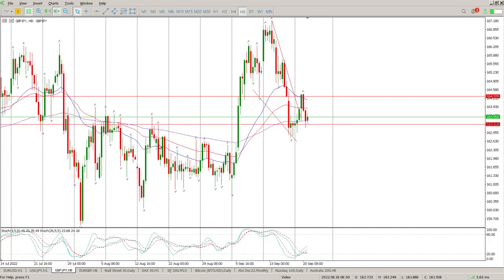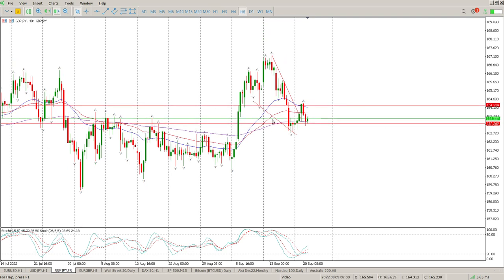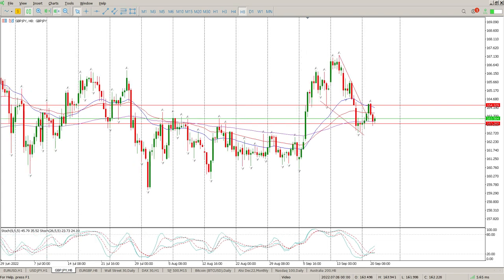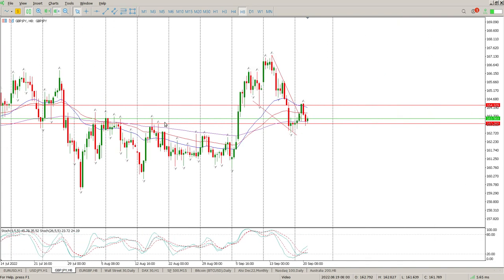Moving on to British pound, Japanese yen, we highlighted this wedge yesterday. We looked at a couple of levels. There's a structure here that we bounced off, and right over here, you can see there was a tweezer bottom on that level as well in the past. So a fairly strong area of support.